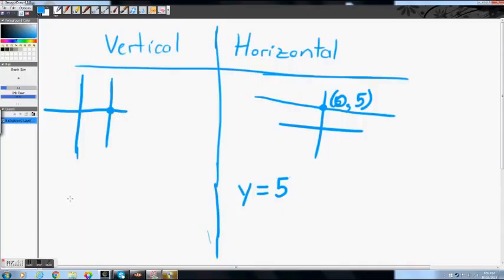y equals 5. For a vertical line, the equation for this line is going to be of the form x equals b, the x-intercept. Well, let's not use b, let's use c, I guess. x equals some constant, and that constant is the x-intercept. So let's say that this one intersects at, I don't know, 3, 0. Well, the graph of this function will be x equals 3.